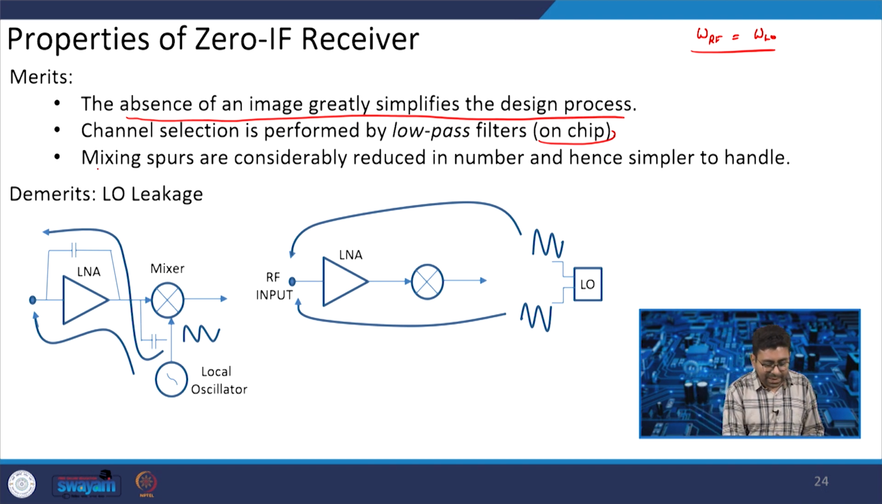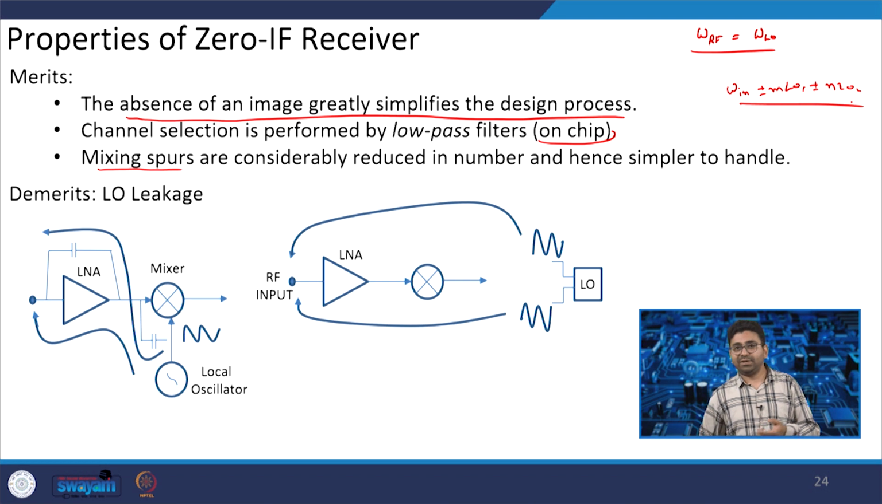And mixing spurs, as we have seen, because in heterodyne there are 2 LOs, there is plus or minus M LO1 plus or minus N LO2, and this is the omega input frequency. So, this many spurs can be reduced because here you are directly down converting and there is only one LO involved. But it has merits, it has demerits also, that we will try to see in the upcoming slides. The first demerit of the 0 IF receiver is LO leakage.